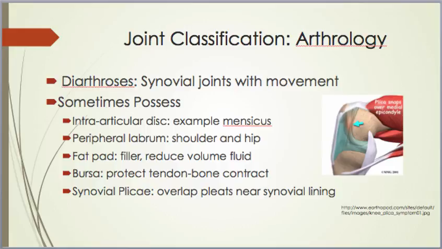Finally, some diarthrosis joints possess a synovial plica, which is an overlapping set of tissue comprised of the very innermost layer of the joint capsule. It basically assists with increasing the synovial surface area and allows full joint motion without excessive tension on the synovial lining itself. So it kind of protects that synovial lining and gives it some measure of structure.